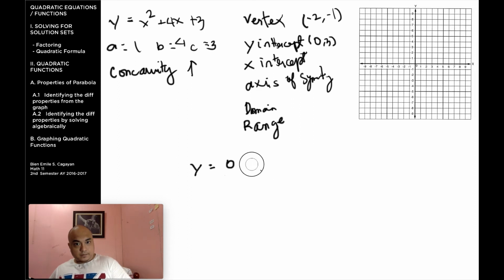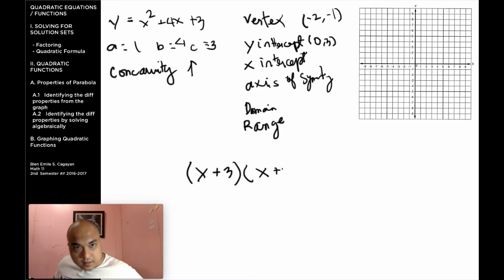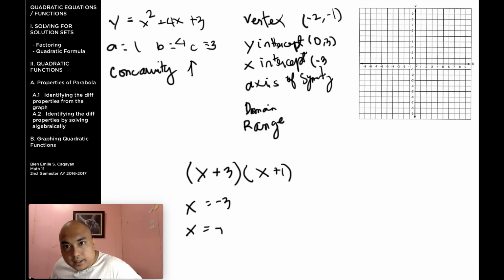Now for the x-intercept, it's a bit trickier because you have to factor or use the quadratic formula. In this case, we can just use factoring because that's much easier. We know that the factors of that quadratic equation are x plus 3 and x plus 1. So you just solve for x: negative 3 and negative 1. So our x-intercepts are negative 3 and negative 1.